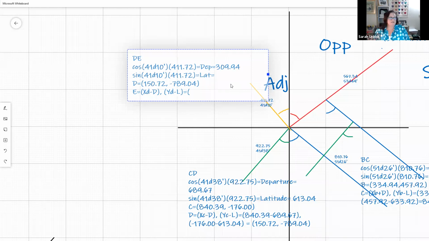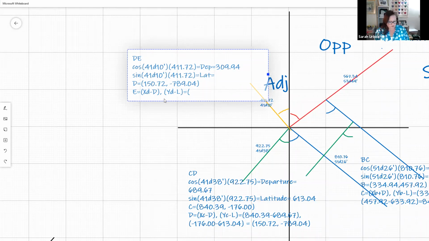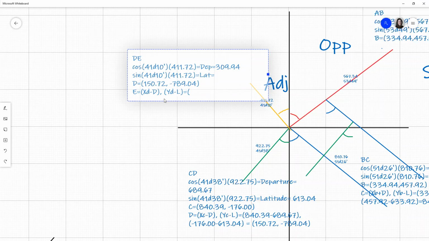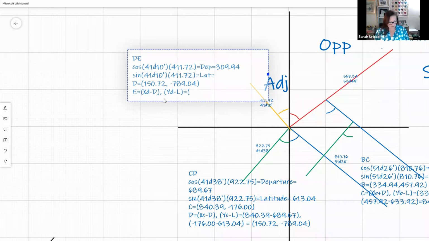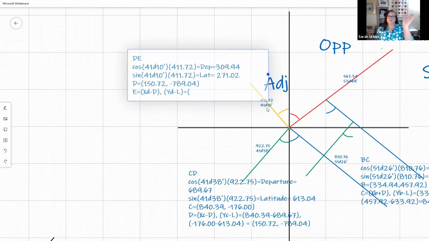So, Mason, what we can do for now is just figure out the magnitude of the latitude and departure, and then we'll figure out what we need to do to assign it down below. Okay. So for now, I just want to get 41, take the sine. 271.02. Awesome. All right. So remember, this one is north. So my latitude is additive. My departure is subtractive.